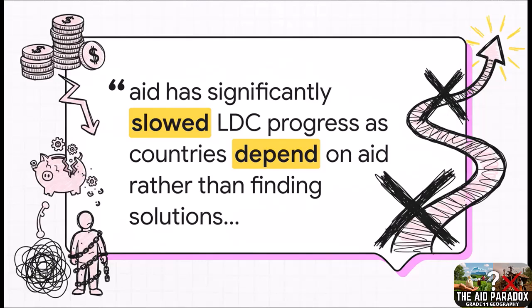The argument here is that instead of sparking growth, huge amounts of aid have actually slowed down progress. Why? Because it can create what's called a dependency trap, where countries get so used to receiving aid, they stop trying to find their own solutions. It's a powerful and pretty worrying idea.